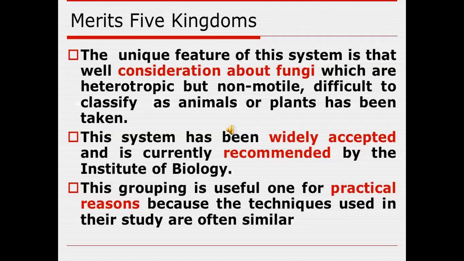The important merits of the five kingdoms: the unique feature of this system is that due consideration has been given to fungi, which are heterotrophic but non-motile, and difficult to classify as animals or plants. This system has been widely accepted and is currently recommended by the Institute of Biology. This grouping is useful for practical reasons because the techniques used in their study are often similar.